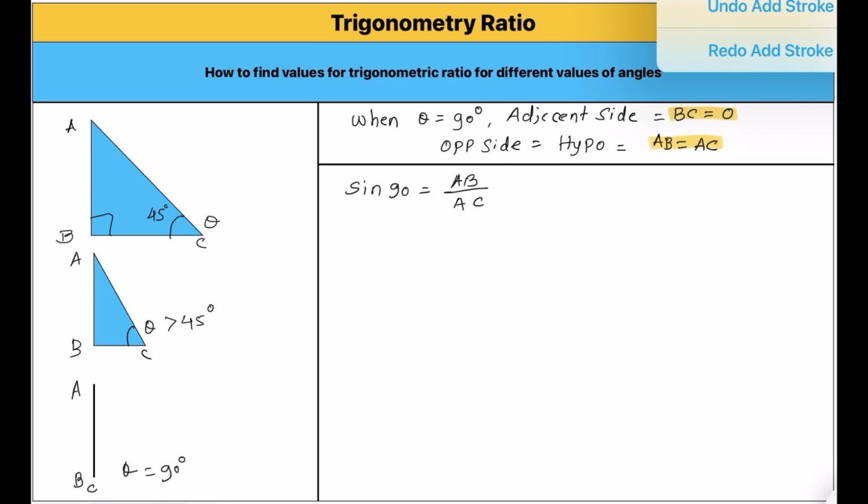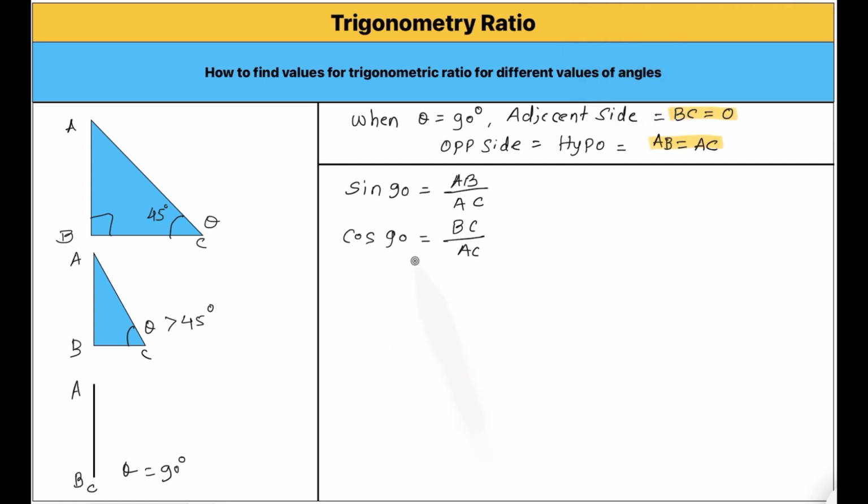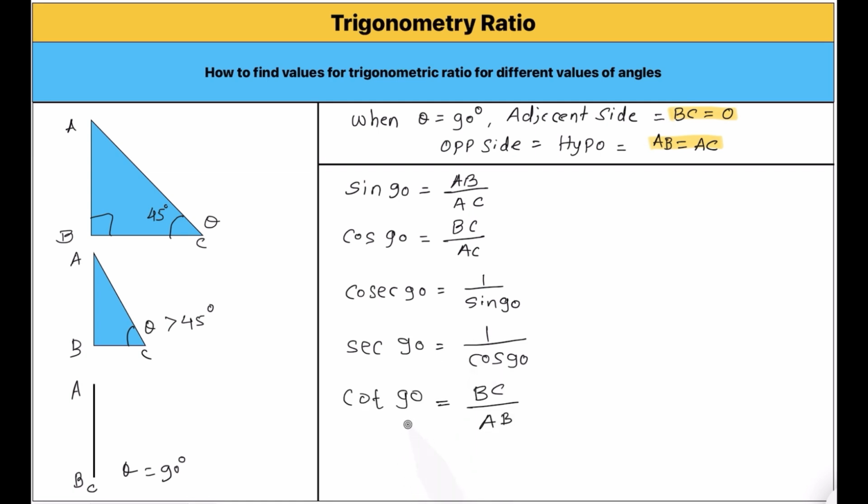What I will do is give you hints for all the trigonometric ratios. You try to find out the values for 90 degrees for all the trigonometric ratios. Hints are: cos 90 would be adjacent side BC upon AC. Cosec 90 is 1 upon sin 90. Sec 90 is 1 upon cos 90. Cot 90 is adjacent side upon opposite side. Adjacent side is BC, opposite side is AB. Tan 90 is 1 upon cot 90. You already have the values for BC and AB, and AC is equal to AB. Try to find this out on your own.